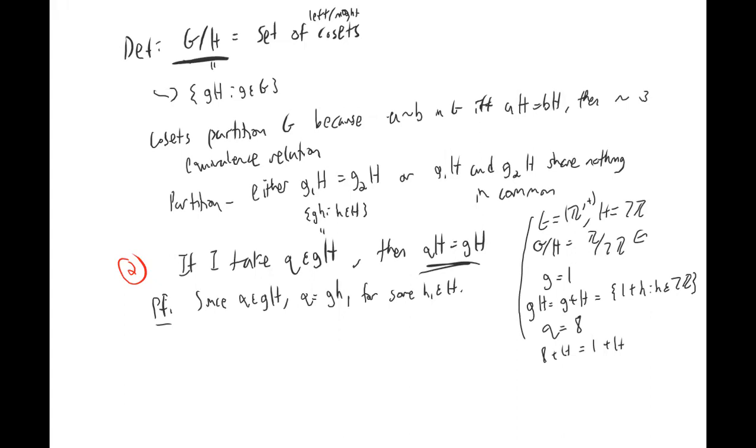So let's let X be in GH. We're going to show one way. Let X be in GH, then X is GH2 for some H2 in H.